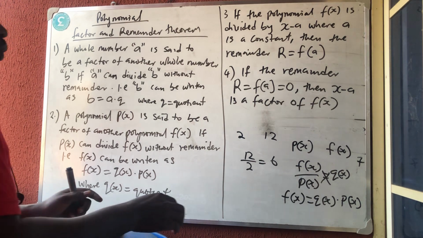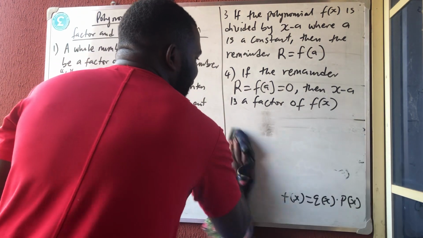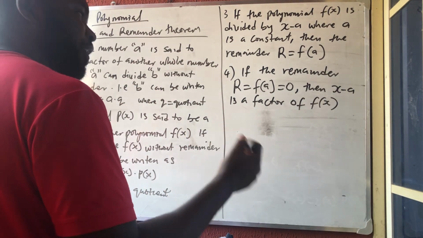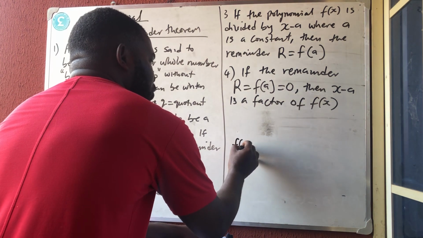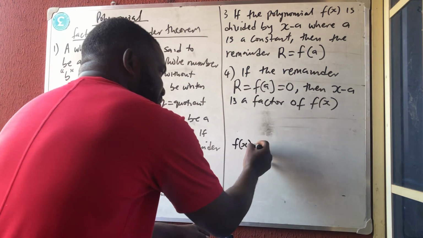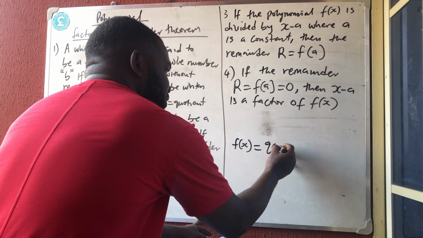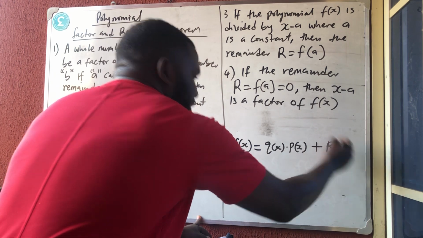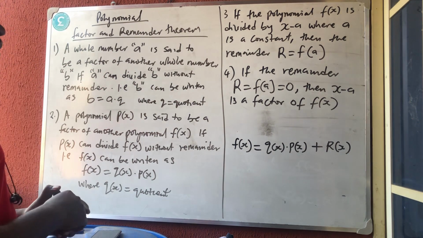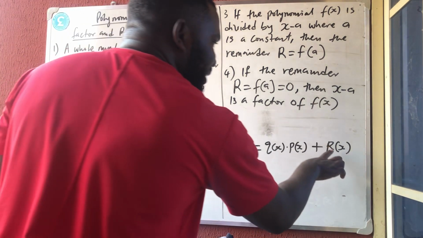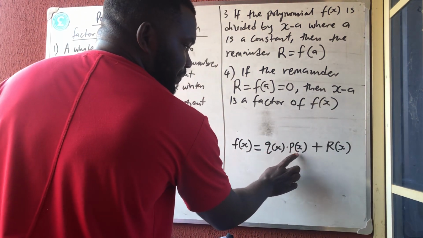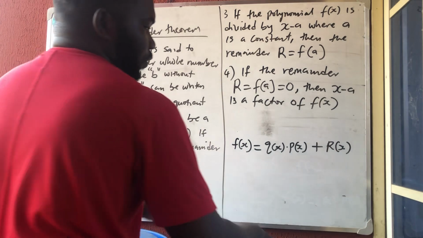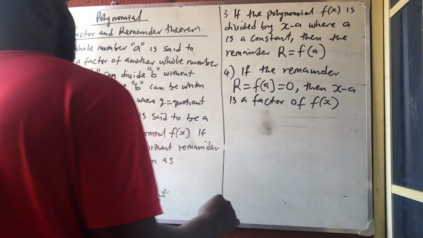Whenever a polynomial division has a remainder, the divisor is no longer a factor. To get any polynomial which has a remainder, it is the same method: the quotient multiplied by the divisor, plus the remainder. As simple as that. I told you this in the last video. But whenever the remainder is 0, it means that this divisor is a factor of the polynomial f of x.